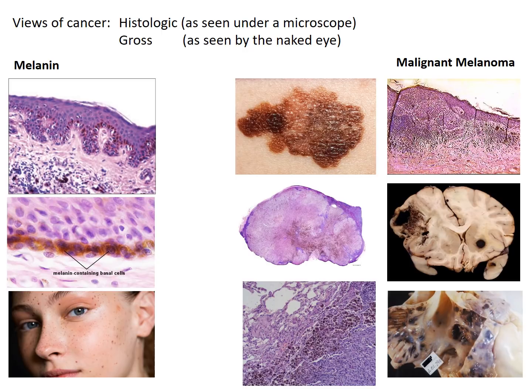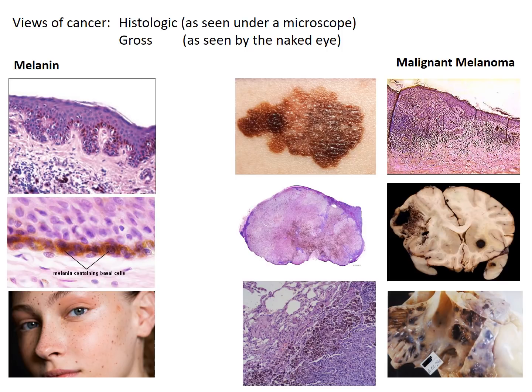Here's some more views of cancer, both histologic and gross. So we're looking at malignant melanoma. Look on the left-hand side. We're going to talk more about skin and melanocytes, but melanocytes within the epithelial layer of skin is what gives us complexion, gives us freckling, right? That's healthy. Those are normal melanocytes.